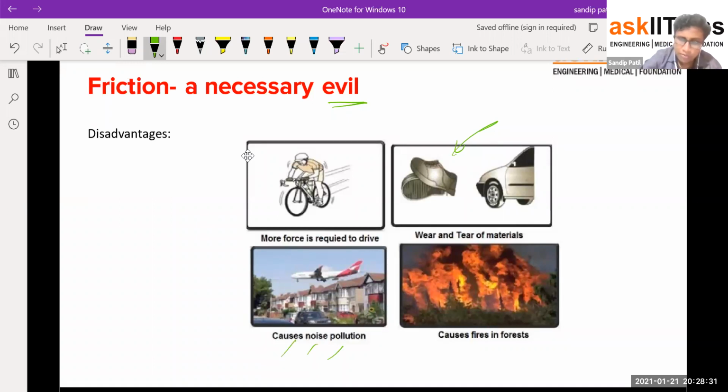Now we can see an aeroplane moving. Obviously there is no friction between a road and the aeroplane, but there is air resistance. The air is actually applying some friction, and because of that there is a lot of noise. If somebody lives near the airport, they will observe a lot of noise when the plane takes off or lands. Then in the forest, where is there friction? The trees get rubbed against each other, and because of that friction, heat gets created. You must have heard some time back there was a very big fire in Australia because of this friction in the forest. So those are the disadvantages of friction.